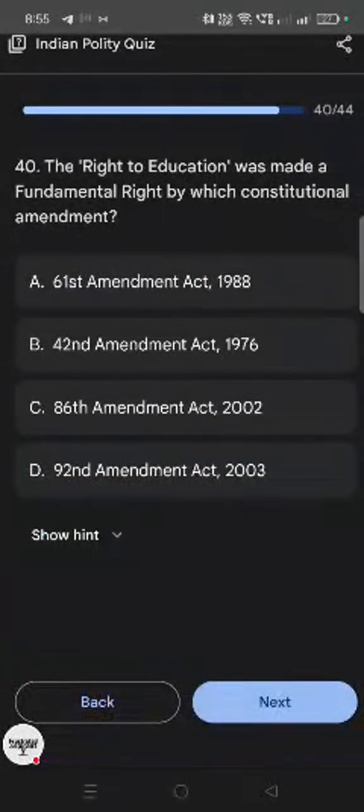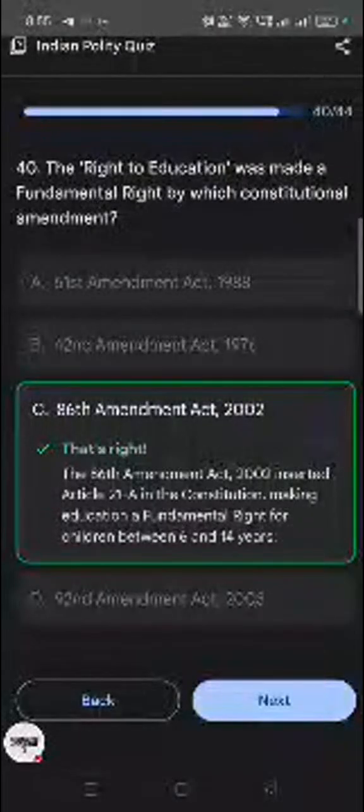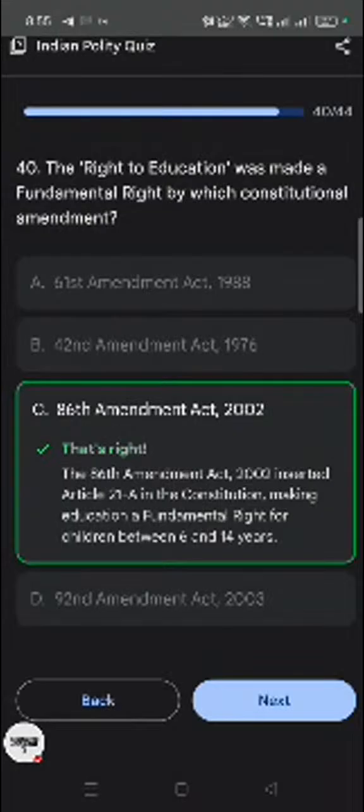The right to education was made a fundamental right by which Constitutional Amendment Act? The 86th Constitutional Amendment Act inserted Article 21A, making free and compulsory education for children aged 6 to 14 years.